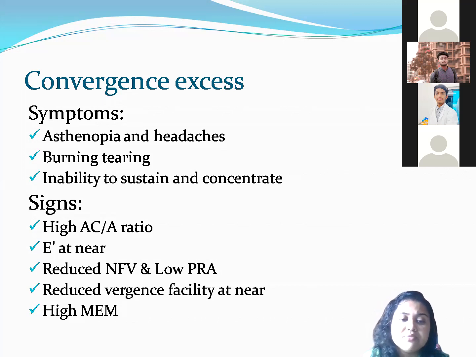Why will there be a low PRA? Because PRA is an indirect measurement of the negative fusional divergence. So if my negative fusional divergence is low, automatically there will be a low PRA. Along with the divergence parameters, some other parameters like NRA, PRA and MEM values will also be affected a little bit. That is the thing we have discussed. Any more questions from this part? We have already discussed this.